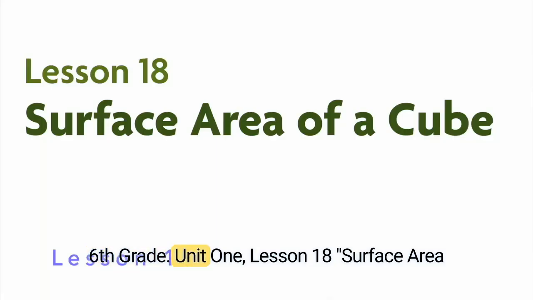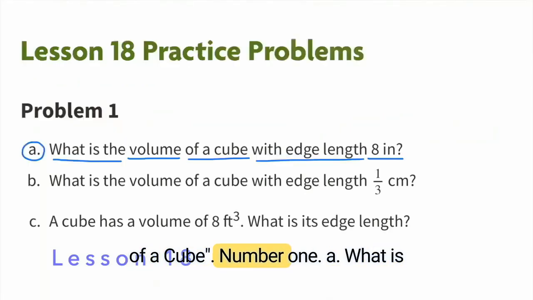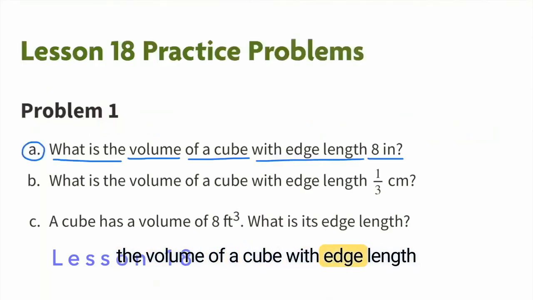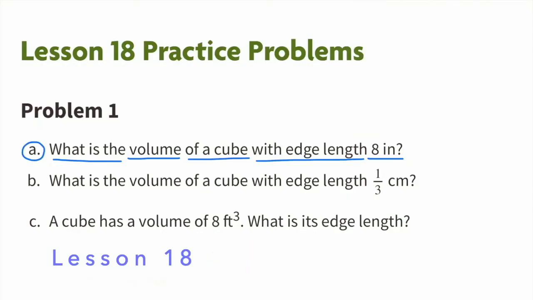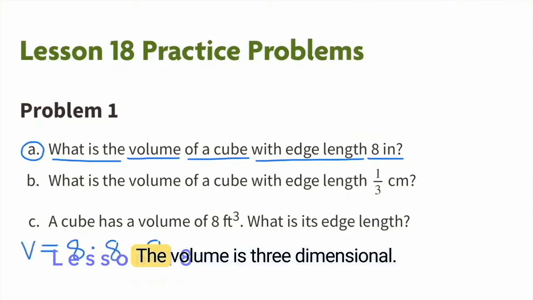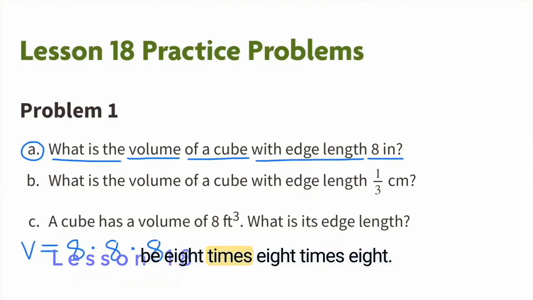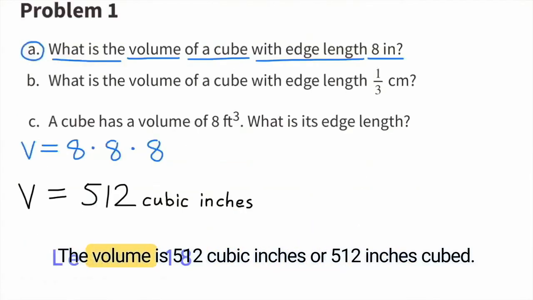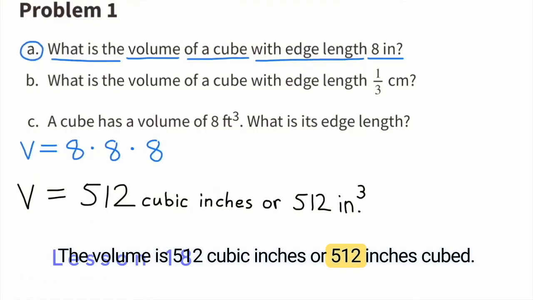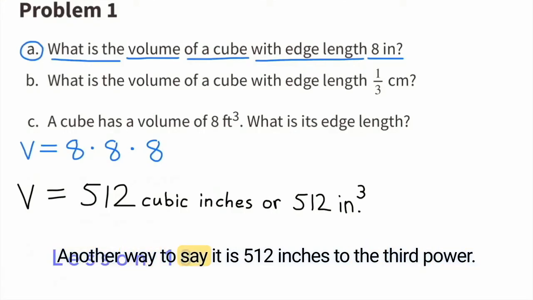6th grade, Unit 1, Lesson 18, Surface Area of a Cube. Number 1. A. What is the volume of a cube with edge length 8 inches? The volume is three-dimensional, the width, the height, and the length. So the volume is going to be 8 times 8 times 8. The volume is 512 cubic inches, or 512 inches cubed. Another way to say it is 512 inches to the third power.